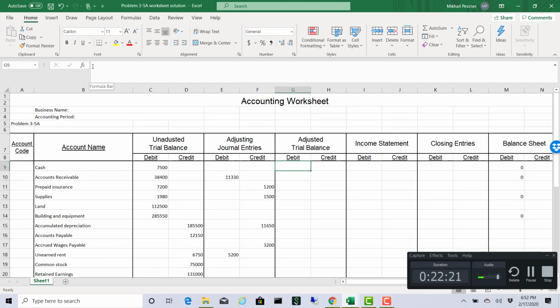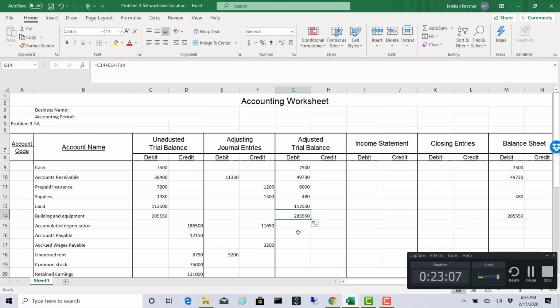So the next step is to actually get the adjusted trial balance going. So cash just stays the same. My receivables, I'm combining this plus this. My prepaid insurance is this minus this. Actually, you can just create a formula. So for assets, it will be debit balance plus debit minus credit, right? That's how it's supposed to go. So then you can simply drag down up to here, I guess.